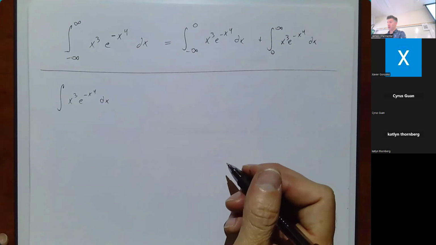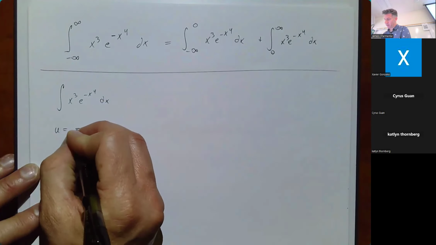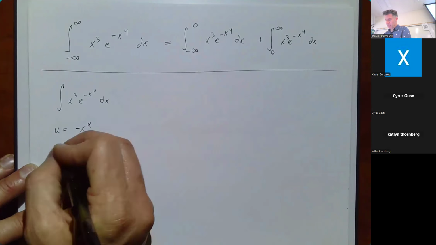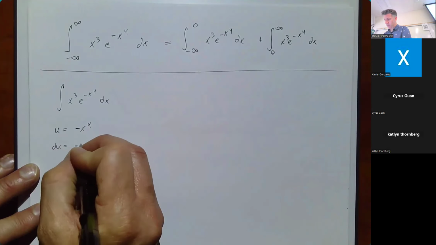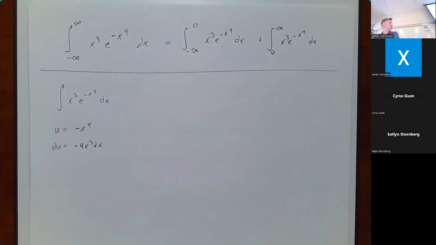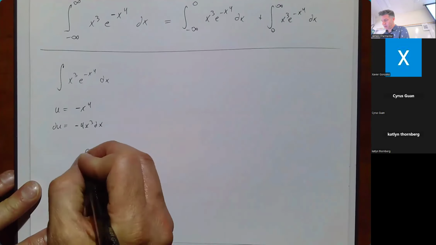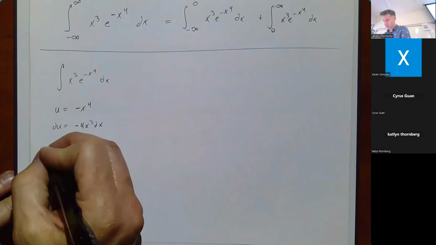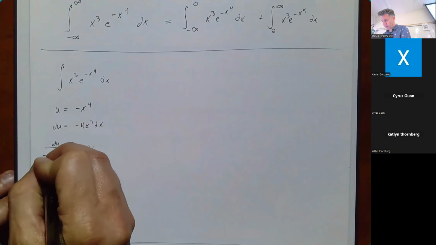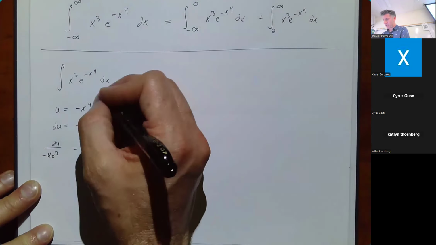I'm going to try a u-substitution. I'm going to let u equal negative x to the 4th. My du is going to be negative 4x cubed dx. I'll do this one the way I don't usually do it, where people like to isolate dx. It's not my jam, but some people like it. So I'm going to say dx equals du divided by negative 4x cubed, and then I'm just going to replace dx.